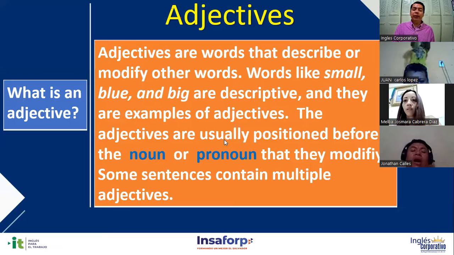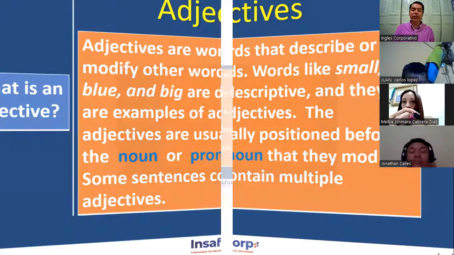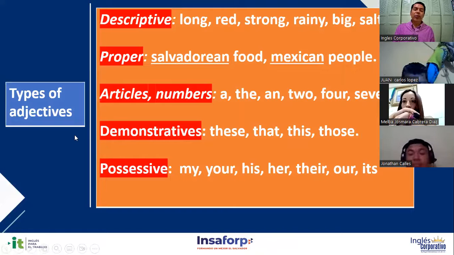The adjectives are usually positioned before the noun or pronoun that they modify, right? Normalmente, el adjetivo va antes del nombre, ¿sí? And some sentences contain multiple adjectives. Algunas oraciones contienen adjetivos múltiples, right? Good. ¿Cuáles son los tipos de adjetivos que conocemos?